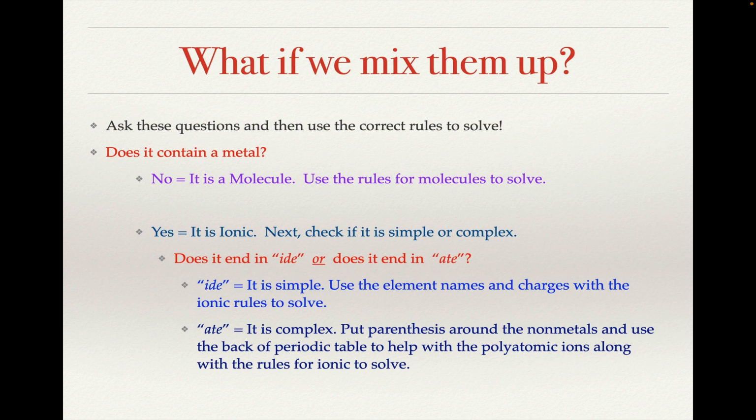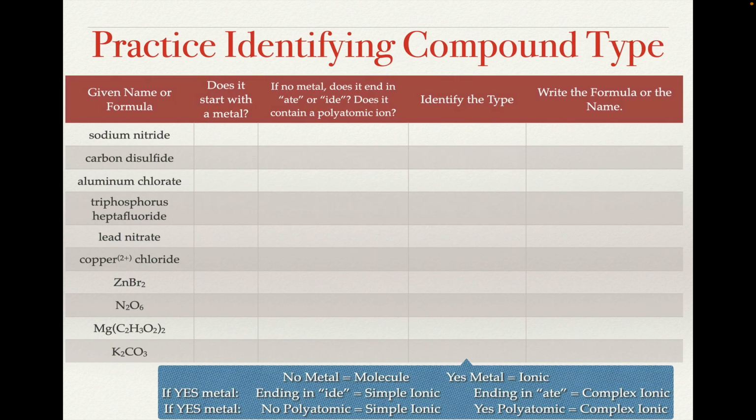Now, if we end up mixing them up, we just remember this simple rule to figure out which naming system we're going to use. Ask the question, does it contain a metal? If it is no, use your molecule rules and use prefixes. If it is yes, then you ask yourself, is it simple or complex? Does it end in IDE? Then it is simple. It ends in ATE, it is complex, okay? So this is kind of like our check system to know which set of rules we are using when we name these.